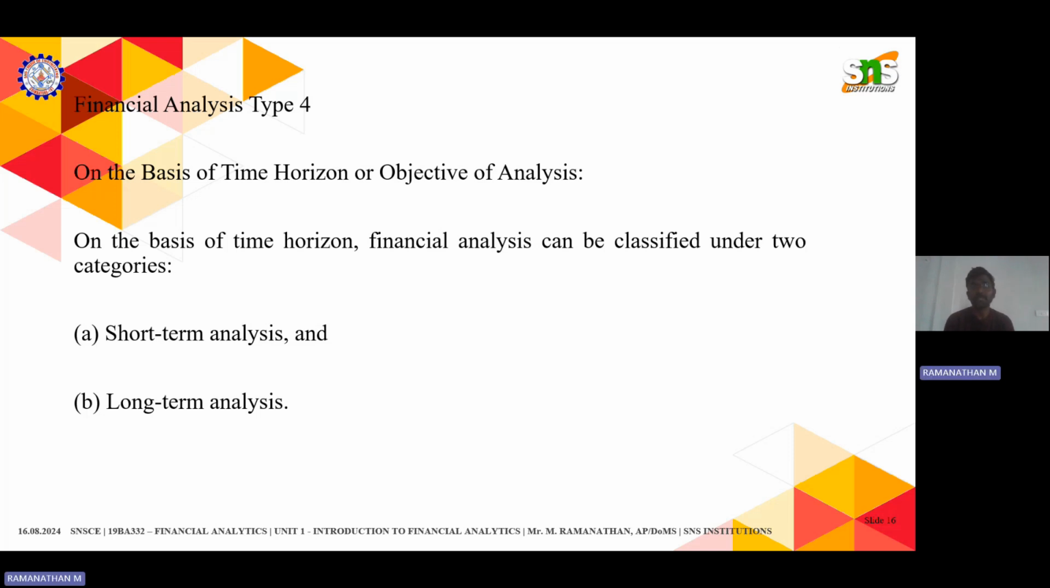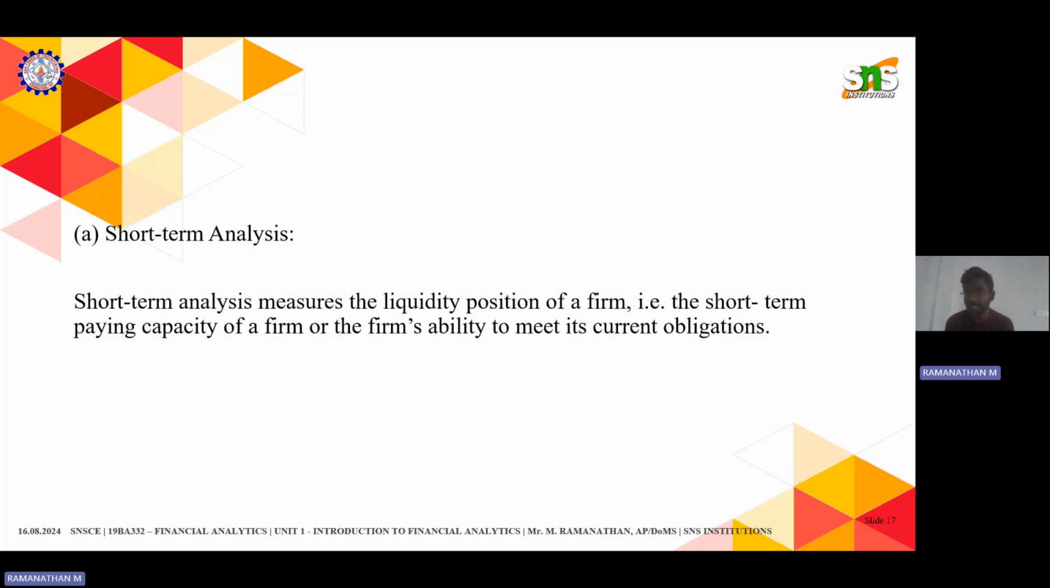In this one, on the basis of time horizon or objective of analysis, financial analysis can be classified under two categories. One is short-term analysis and another one is long-term analysis. In the type 4 financial analysis, on the basis of time horizon, the financial analysis can be divided into two categories. So we'll see one by one what is short-term analysis and what is long-term analysis.